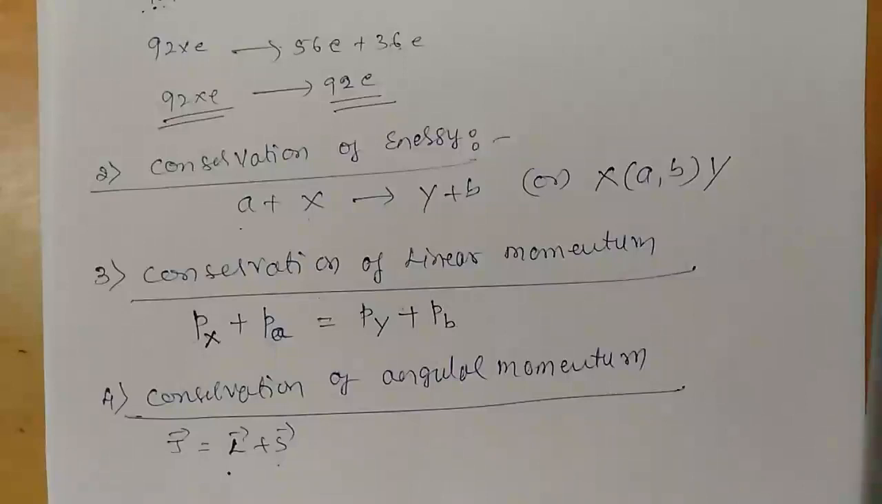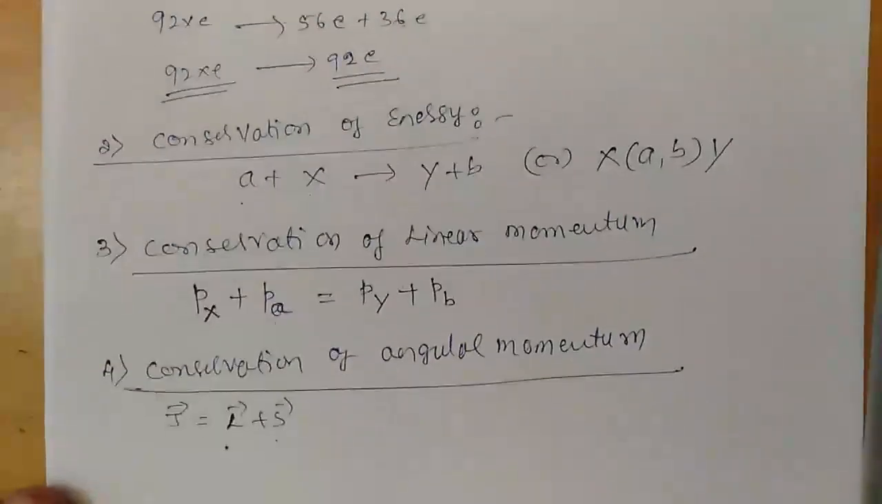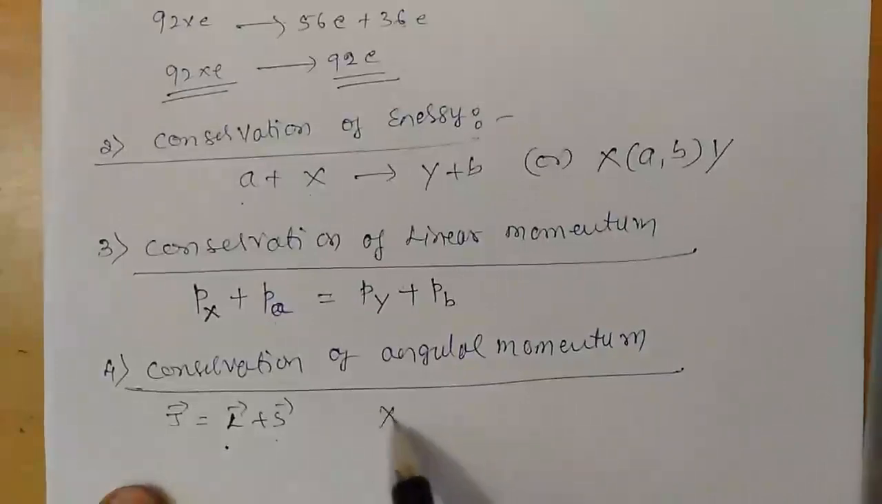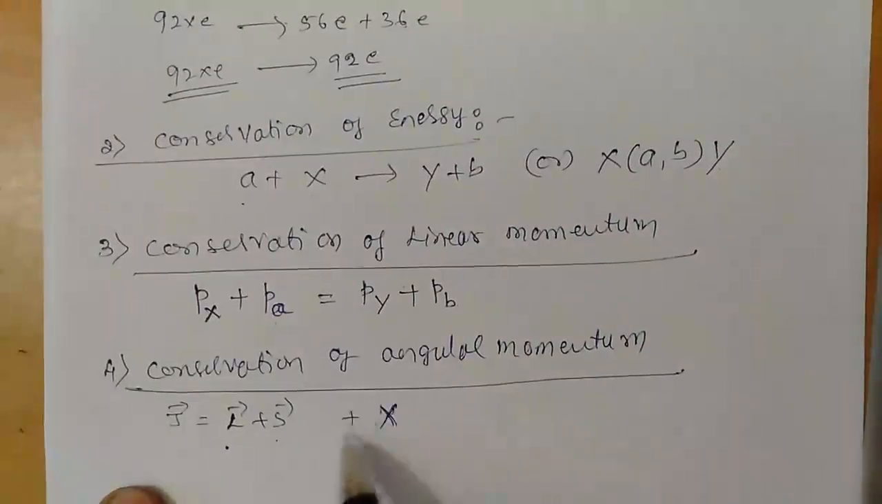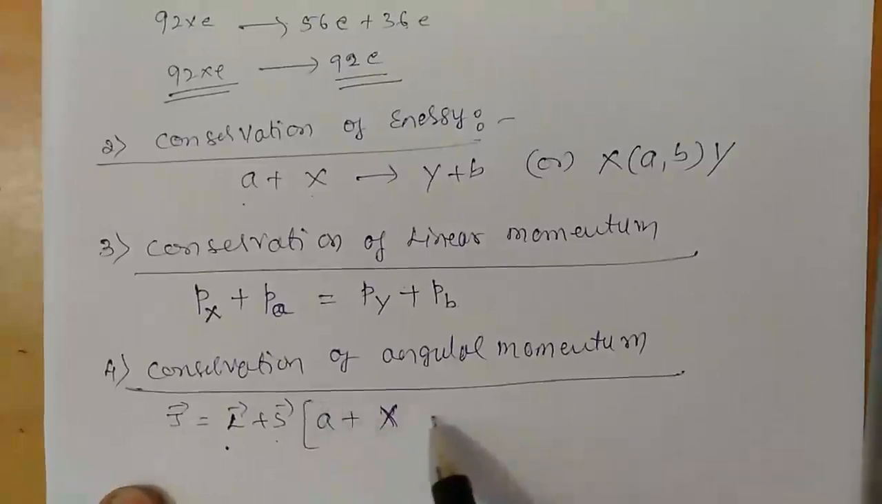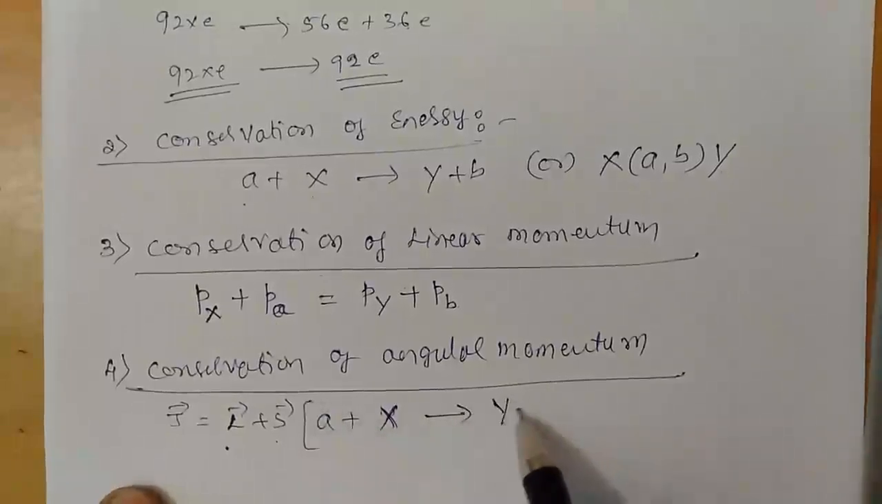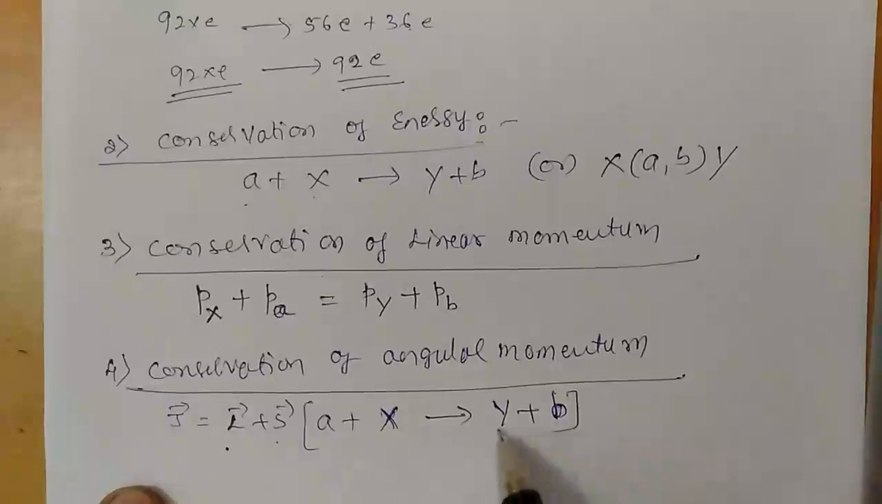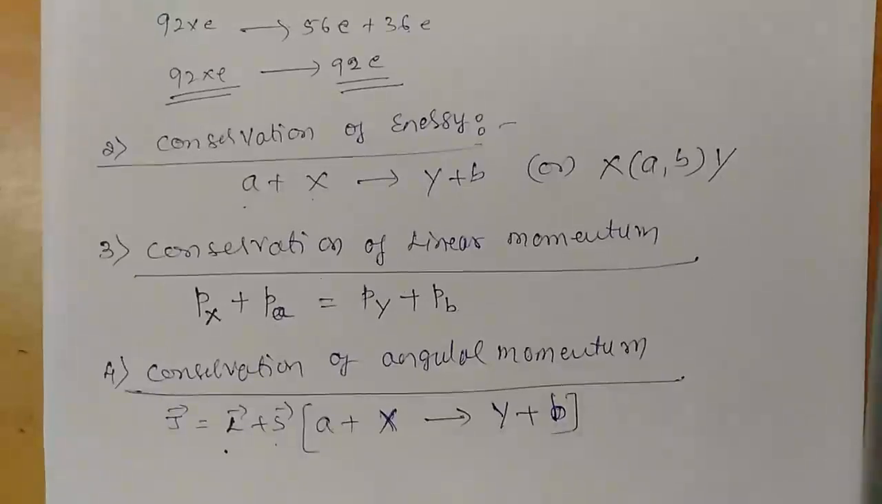If you consider the conservation of angular momentum in any nuclear reaction, the angular momentum of the target nucleus and the projectile must be equal to the total angular momentum of the residual nucleus and the ejectile that is being formed. So this is the conservation of angular momentum in a nuclear reaction.